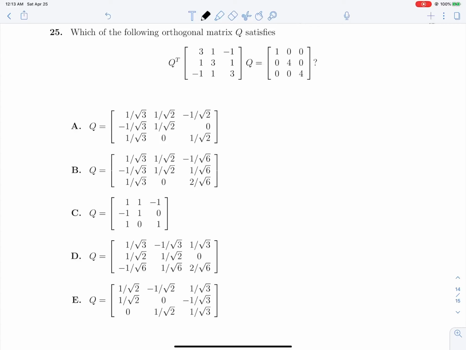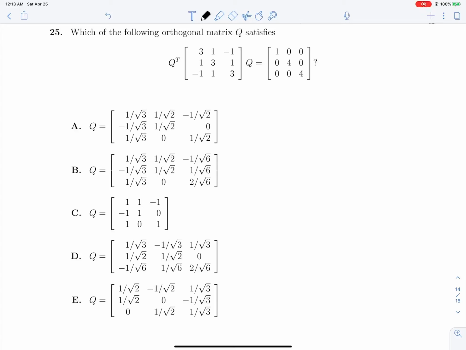But more importantly for our purposes here, so we don't run into the wrong answer choice, the eigenspaces of a symmetric matrix are always orthogonal, but that doesn't mean that the vectors within individual eigenspaces are automatically orthogonal. So we're going to have to orthogonalize those on our own. So let's get to it.